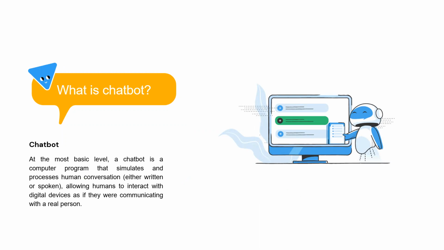Okay, first of all, we have to know what a chatbot is. At the most basic, a bot is a computer program that simulates and processes human conversation, either written or spoken, allowing humans to interact with digital devices as if they were communicating with a real person.